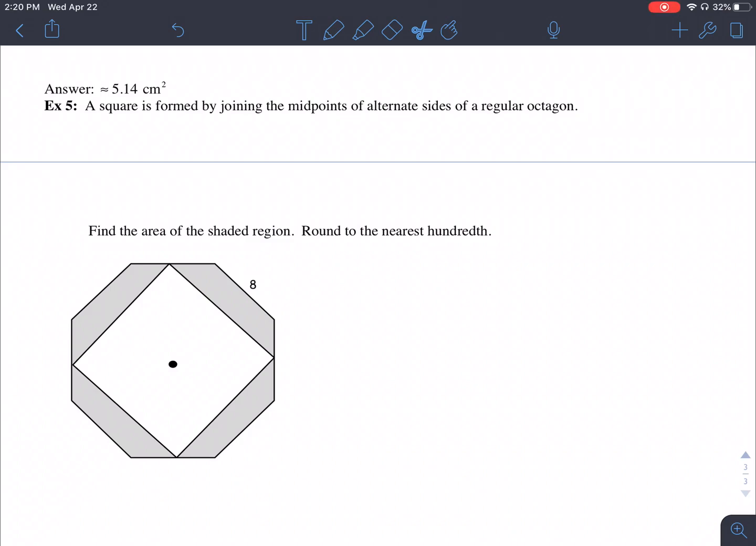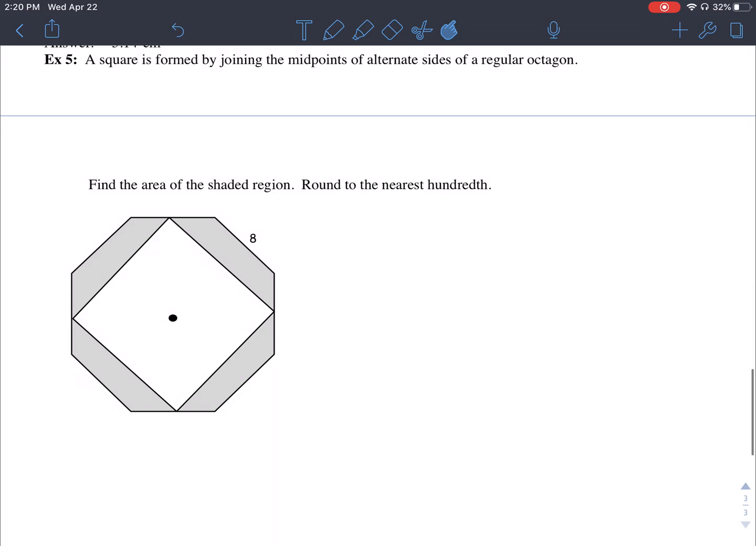Here is example 5 from day 10. My PDF printed a little weird onto my Notability, so part of it is on the first page and the second. So a square is formed by joining the midpoints of alternate sides of a regular octagon. Find the area of the shaded region and round to the nearest hundredth. So I'm going to go through and label what I can.